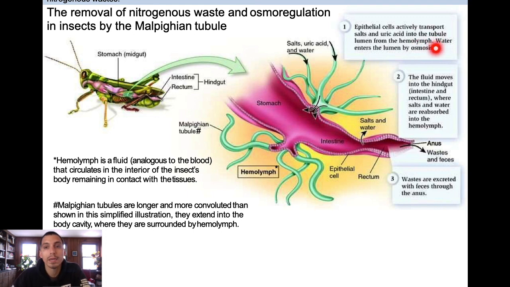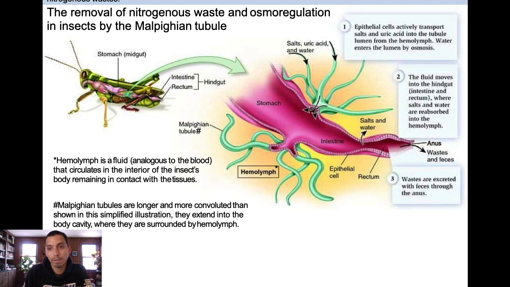They take salts and uric acid out of the hemolymph, and then water follows by osmosis, because if I put salts into the tubules, that increases the concentration in the tubules, and water, as we know, likes to flow towards high concentration. So it will go into those tubules.